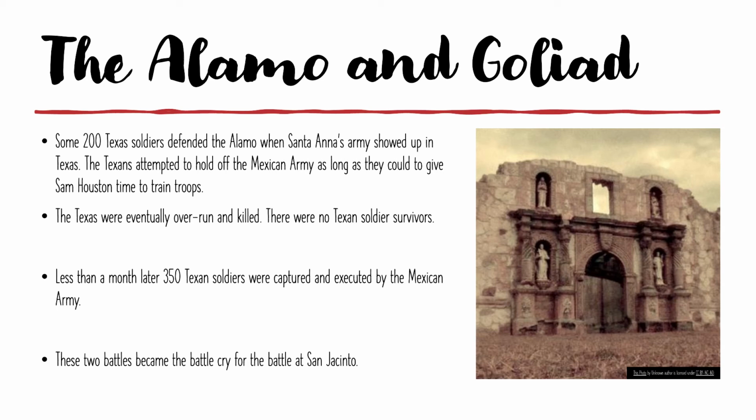So we actually lost the Battle of the Alamo. I know a lot of Texans are like, yeah, the Alamo, big important deal. And so maybe you think we won it, but in fact, the Texan soldiers did not win the Battle of the Alamo. And then Goliad, so less than a month later, 350 Texan soldiers were captured, and they were executed by the Mexican army. And so that became a big deal of, they're just going to execute our people like that. So it says these two battles became the battle cry for the Battle of San Jacinto.